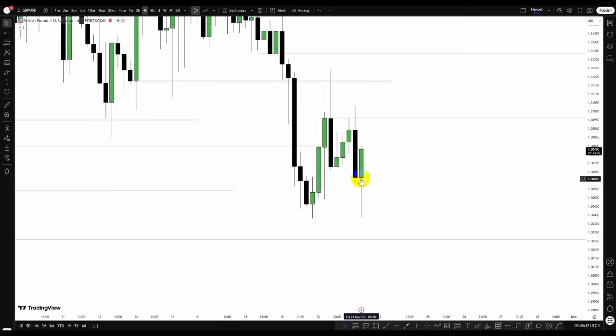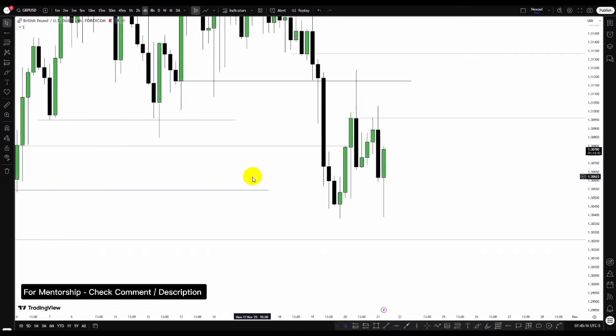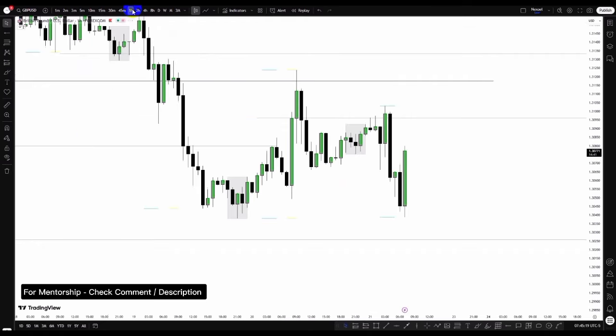Wow, this is crazy. So this is it. Price took us out, but now look at price giving the bullish movement. Wow, that's trading for you guys. So back to the 1-hour time frame.